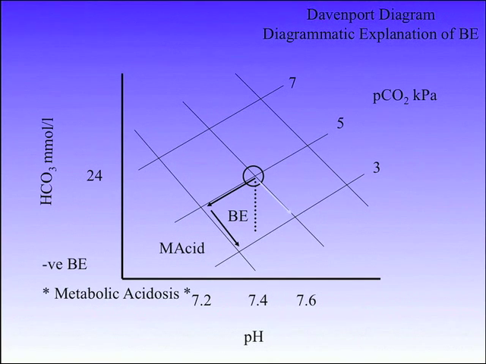You see that one coming? The CO2 is dropping. That's a respiratory alkalosis. And if CO2 goes down, bicarb must go down. And again, in respiratory alkalosis, you have a negative base excess. This one, CO2 rising, respiratory acidosis. CO2 goes up, bicarb must go up.